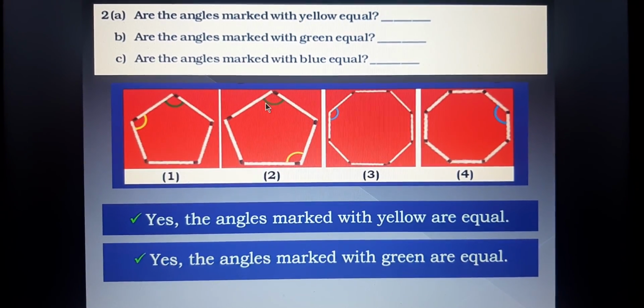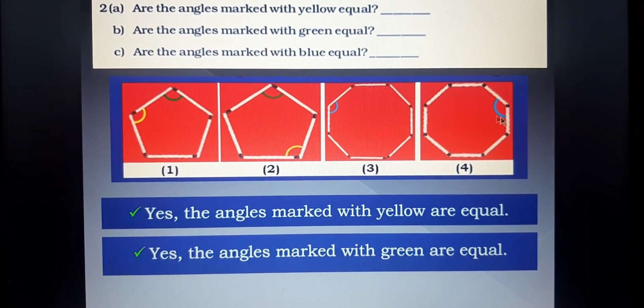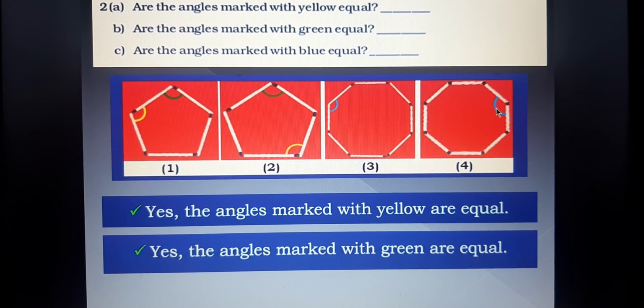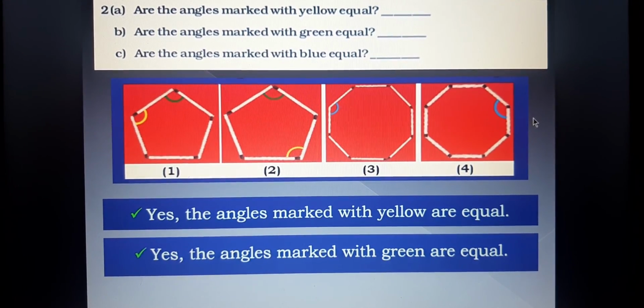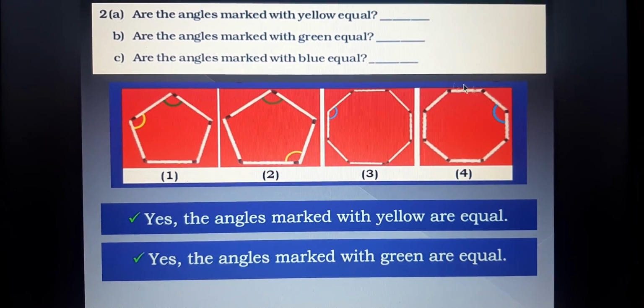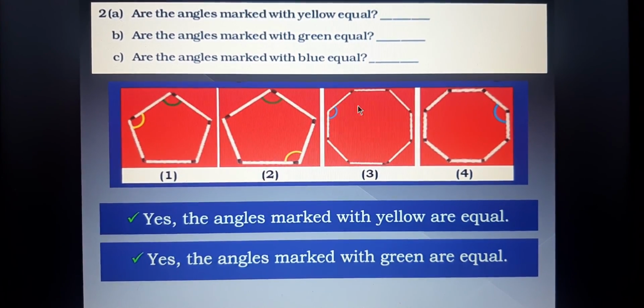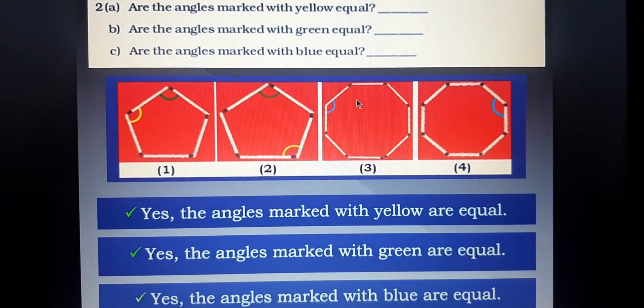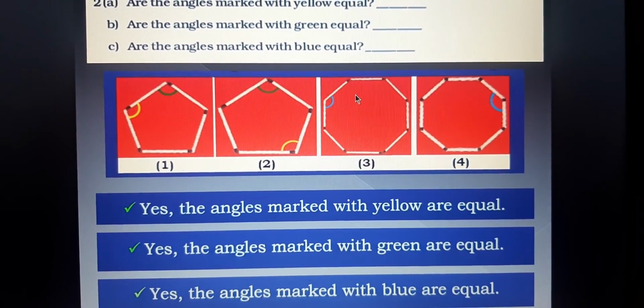Coming to the third one, blue color, can you see there? That is also in the opposite way. Only the same places they have marked, but it is in the opposite way. You can see here, right? It is in an obtuse shape. You can see both are so, right? So both are the same, equal here. Blue also is equal. Yes, the angles marked with the blue are equal.